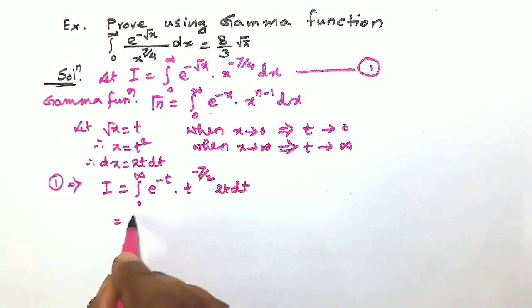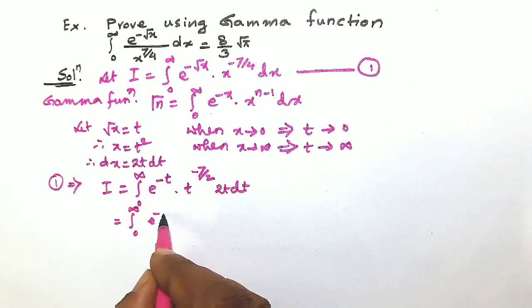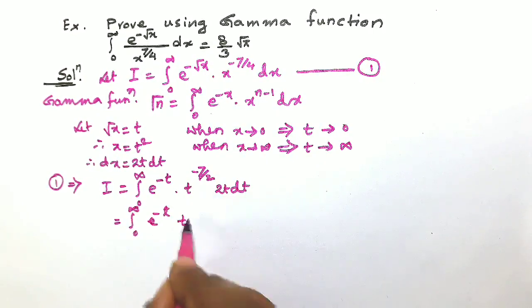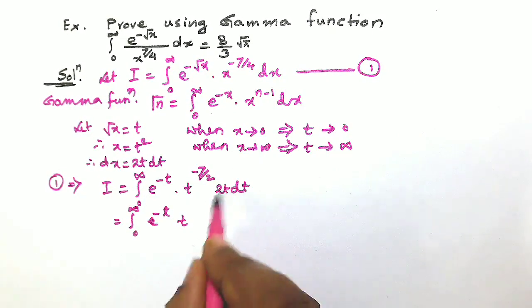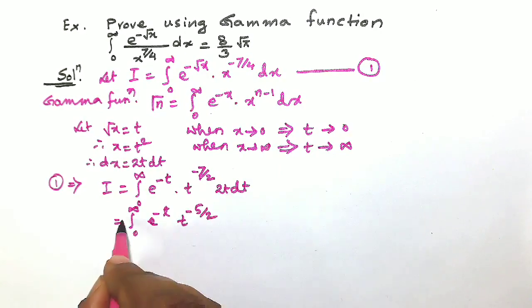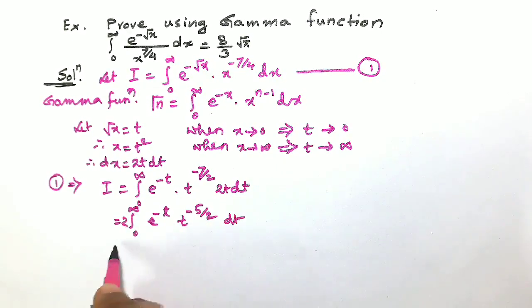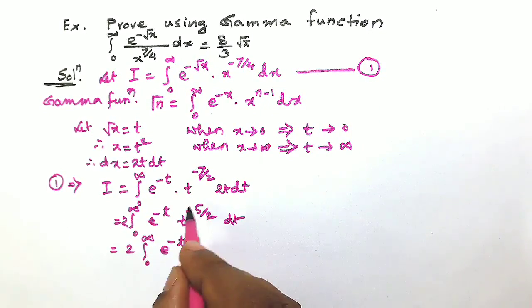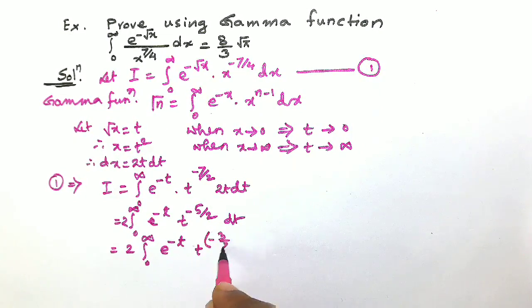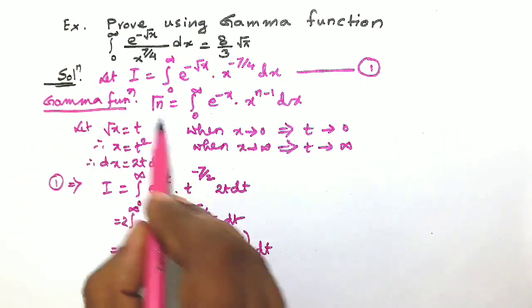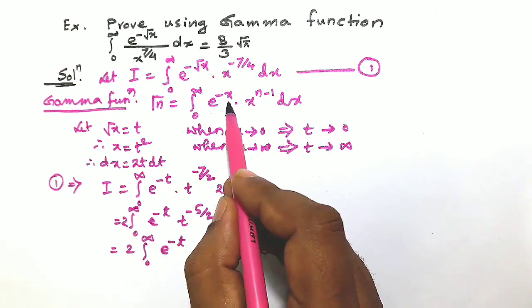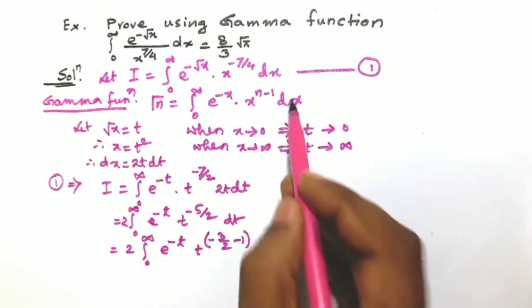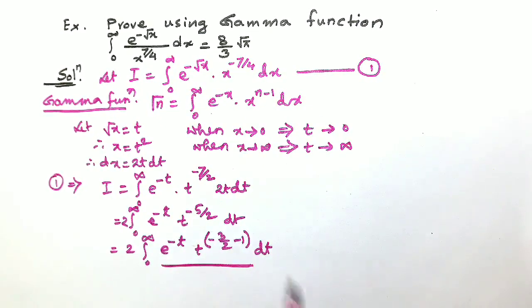So friends, it is now 0 to infinity e to the power minus t, t to the power minus 7 by 2 plus 1. Okay, so this is minus 5 by 2, and 2 is here, dt. And now we can write 2 integration 0 to infinity e to the power minus t, t to the power minus 5 by 2. This minus 5 by 2 can be written as minus 3 by 2 minus 1, dt. Now friends, see the definition of gamma function. Gamma n is equal to integration 0 to infinity e to the power minus x into x to the power n minus 1 dx. This form is in the same format.